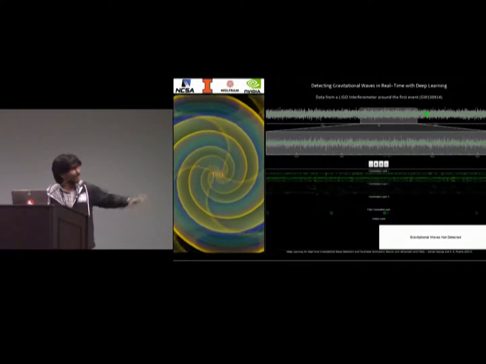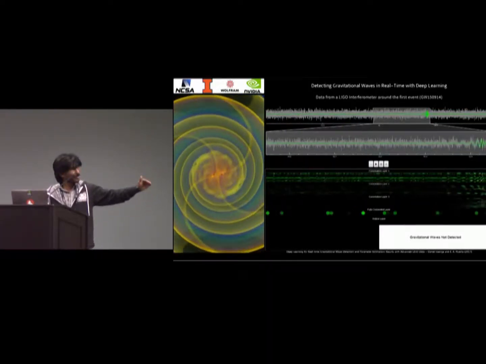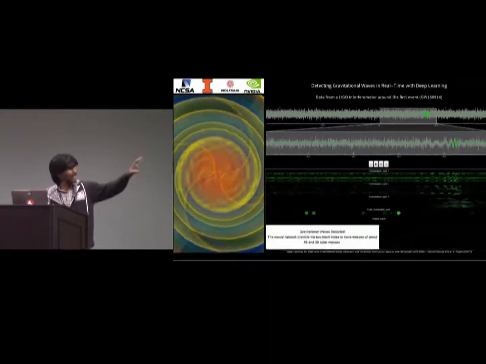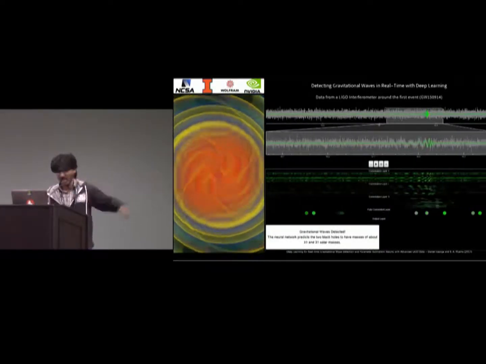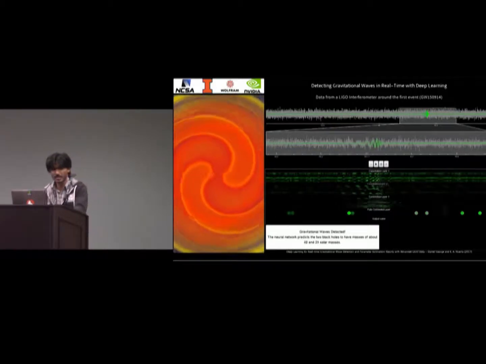You can see that the first convolution layer is actually acting like a denoising filter. There's nothing output in the second layer unless there's actually a signal. So now there's some activity happening in all the layers, and now it says that the gravitational wave is detected and these are the masses.